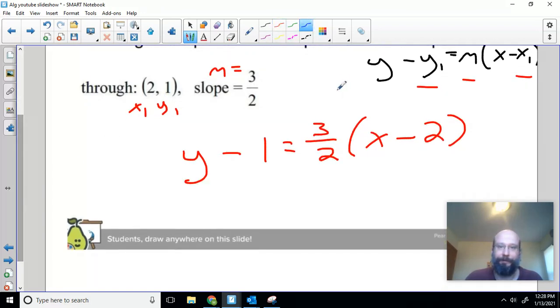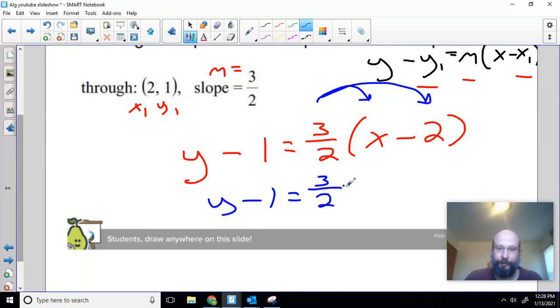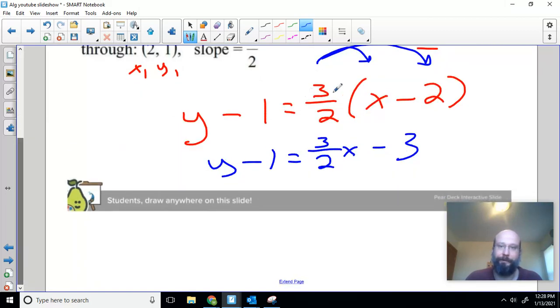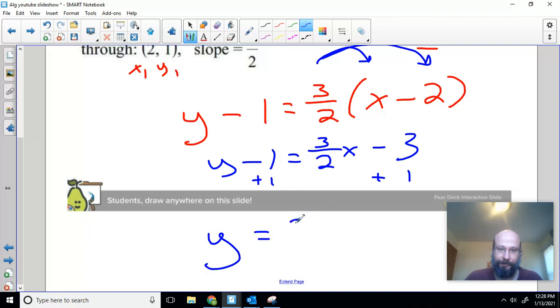And now our first step is to distribute, by multiplication. So y minus 1 equals 3/2 times x. It's 3 over 2x. 3/2 times -2 would be -3. And we can put it in a calculator if we ever want to make triple sure. So now from here, we're one step away from solving it for y. We need to move the -1 over, and we add 1. So this cancels. We just have y equals 3/2 x. -3 plus 1 is -2. So this is our answer.